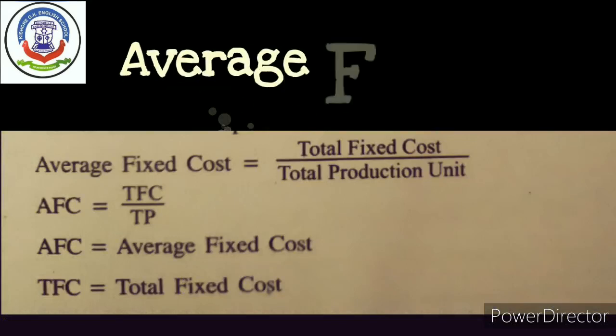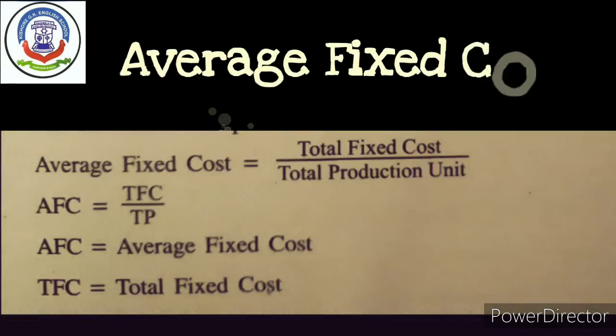Average fixed cost. Average fixed cost is the cost per unit of output, obtained by dividing the total fixed cost of a firm by the production units. In formula, average fixed cost is equal to total fixed cost upon total production units.